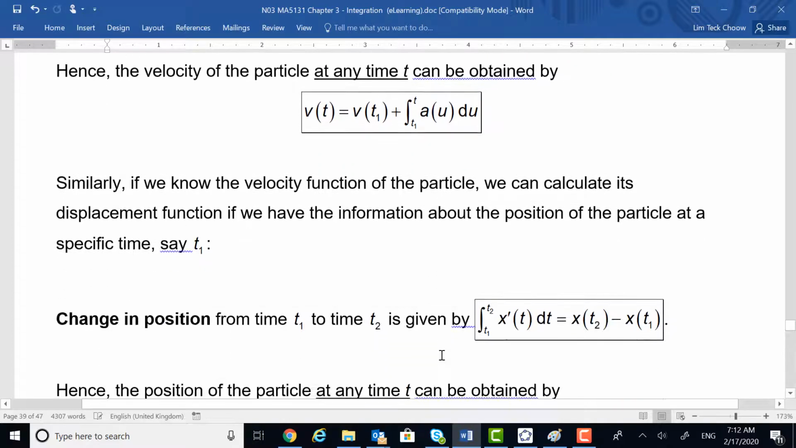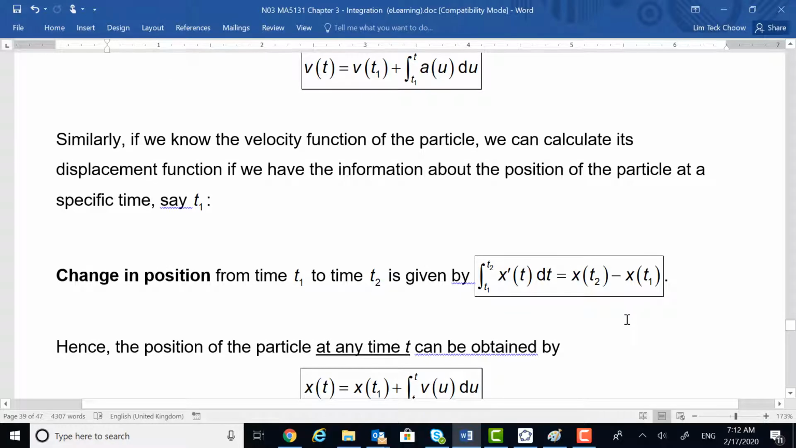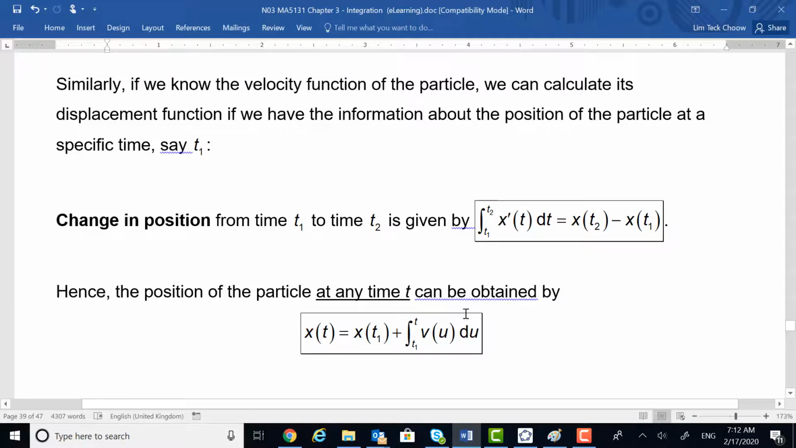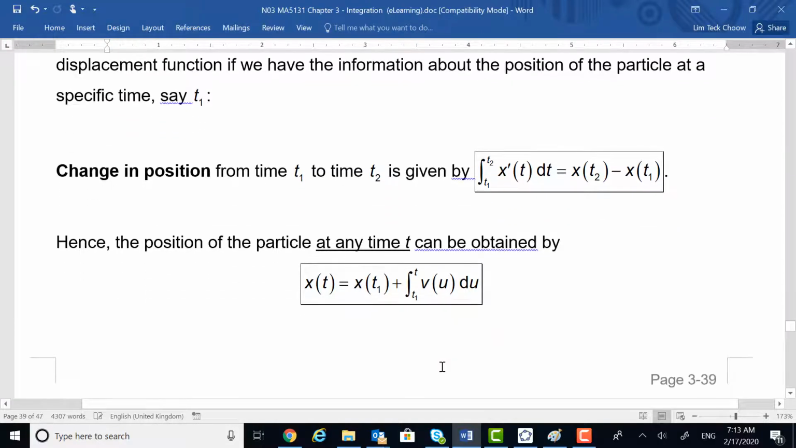Okay, the next thing is, if you integrate x prime, which is actually the velocity, it will give you the change in the displacement. And x prime is actually velocity. So again, you can find the displacement in time t using this. So once again, you see the change of variable names. These are dummies, not to mix up with this t here. This u is the dummy variable, okay?